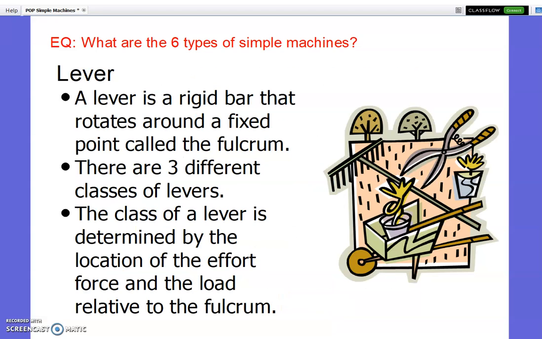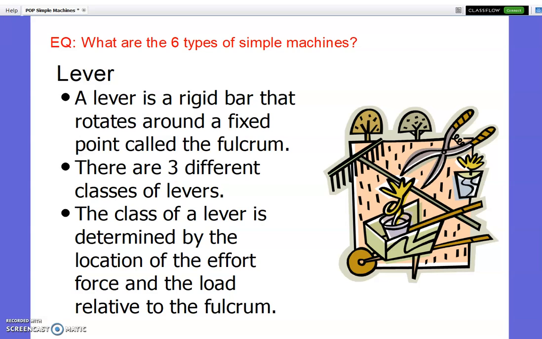Now the first type of simple machine we're going to look at is the lever. A lever is a rigid bar that rotates about a fixed point called the fulcrum. There are 3 different types or classes of lever. And the class of a lever is determined by the location of the effort force, that's where we apply the force, and the load. The load is the object that we're lifting, relative to that fulcrum.